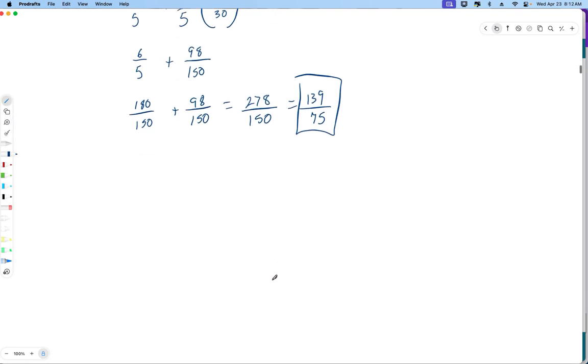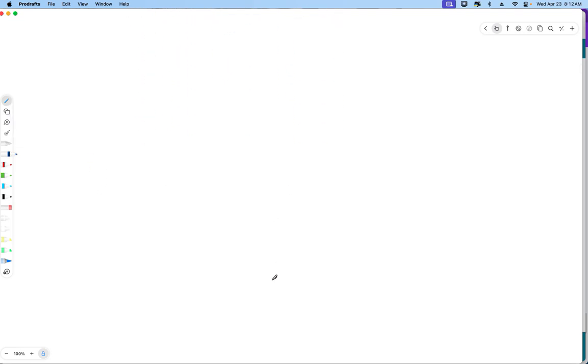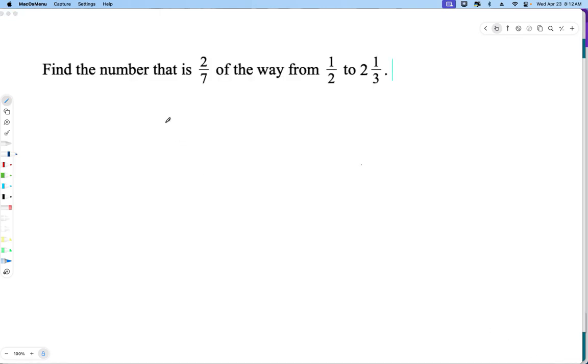All right, next problem. Find the number that is 2/7, that's our fraction, of the way. Here's our range. Starting point, 1/2 plus 2/7, that's our fraction. Here's our range, 2 1/3 minus 1/2. Improper fractions.